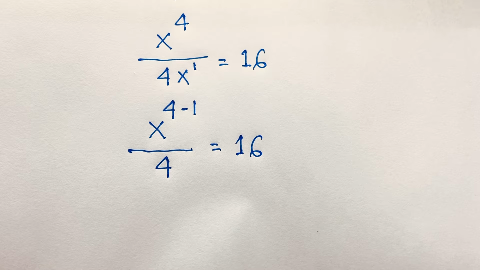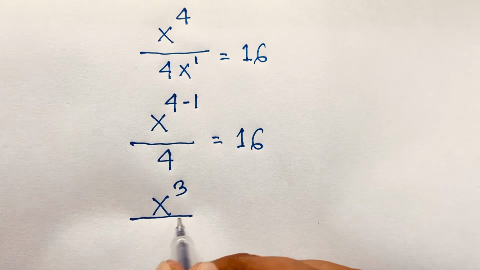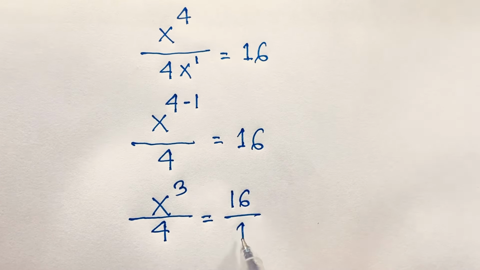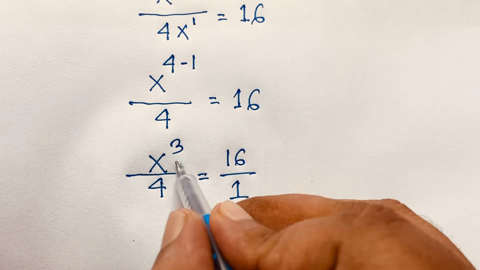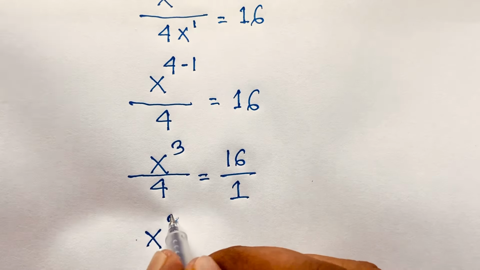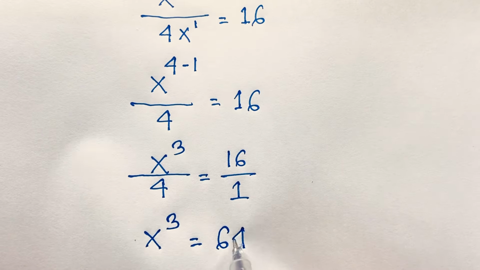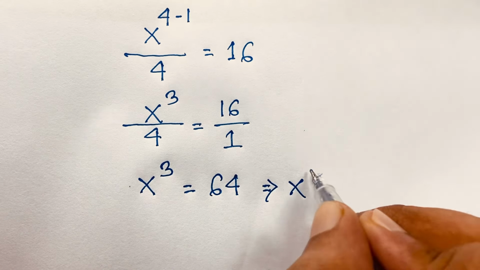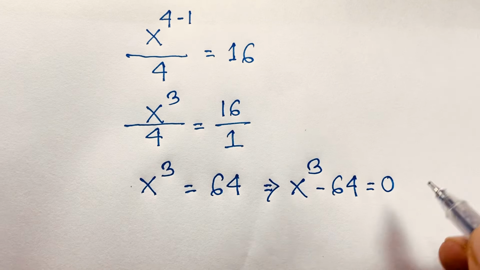Then you can see easily here x to the power 3 over 4 is equal to 16 over 1. Then if I do multiplication of this and this, it will be x to the power 3, and 4 times 16, it will be 64. Then if I move this 64 to this side, it will be x to the power 3 minus 64 is equal to 0.